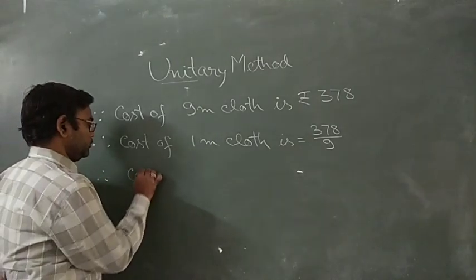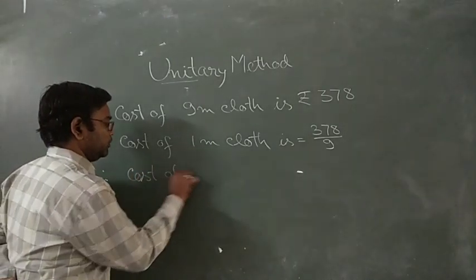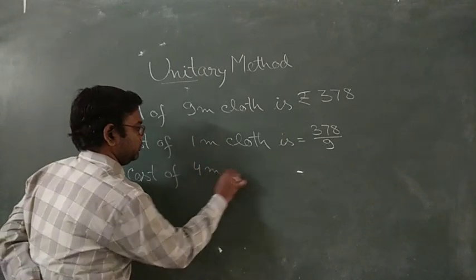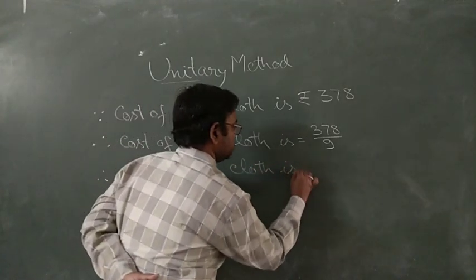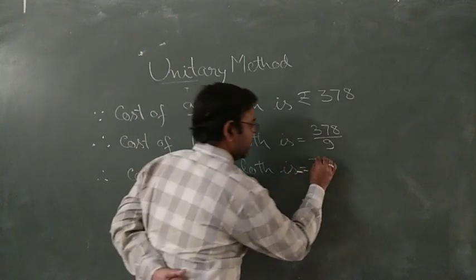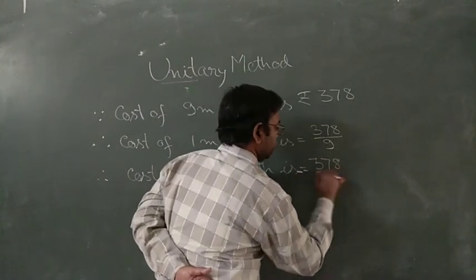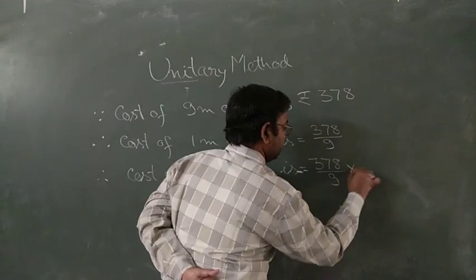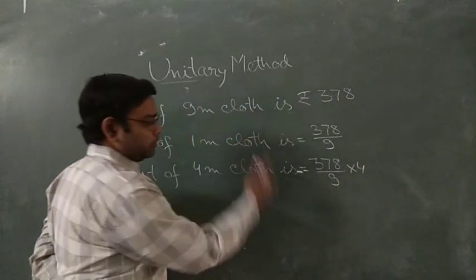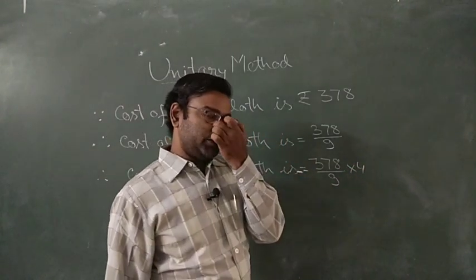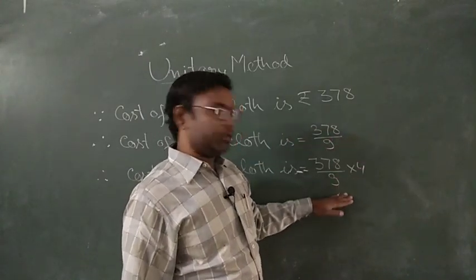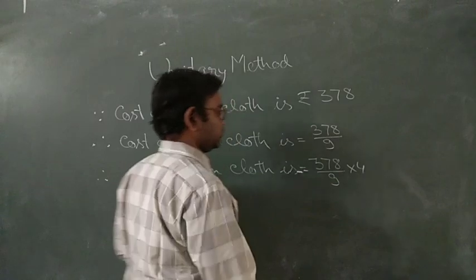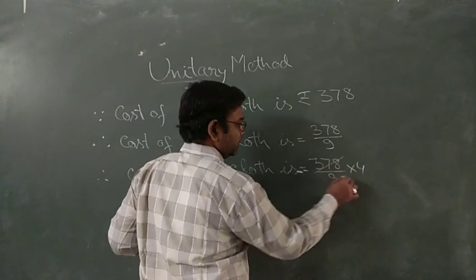Now what is the question? Find the cost of 4 meter cloth. It equals 378 upon 9 multiplied by 4. Always remember, we are not going to solve at this second stage. We solve at the final step. So let's simplify this one.